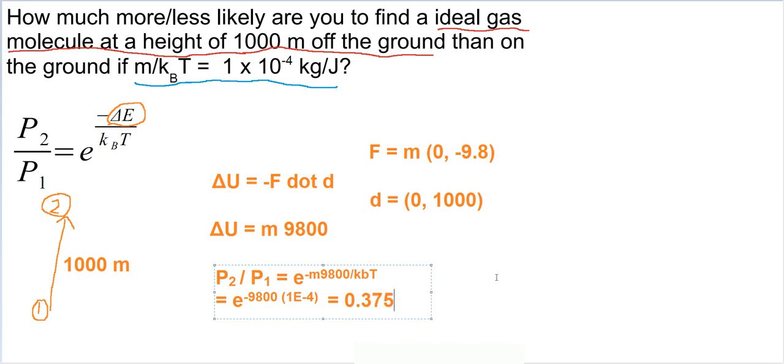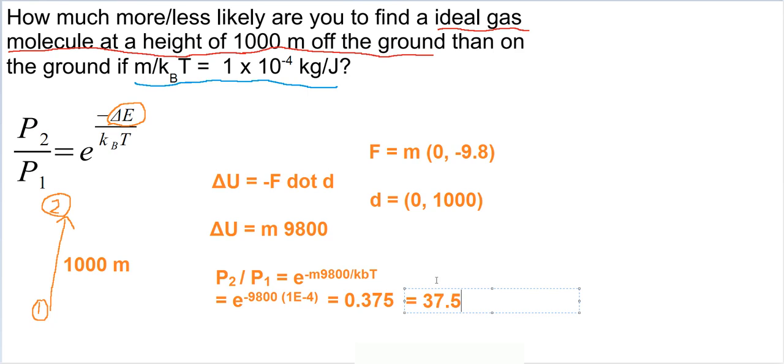0.375. So basically what that means is if you're comparing the probability of us finding something up in the air to the probability of being on the ground, the probability of being up in the air is only 37.5% when compared to you being on the ground.